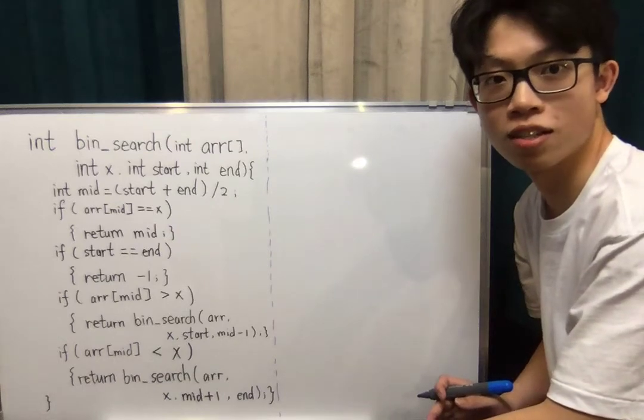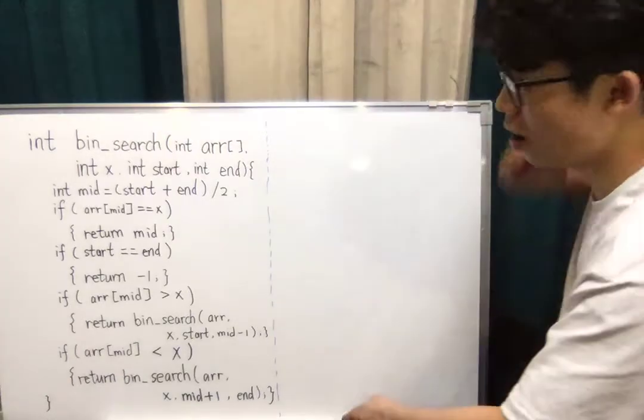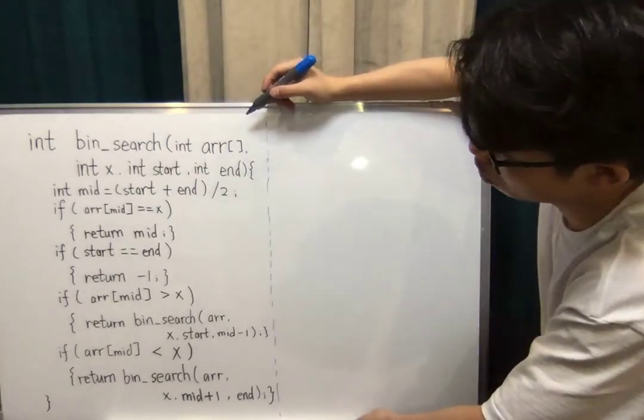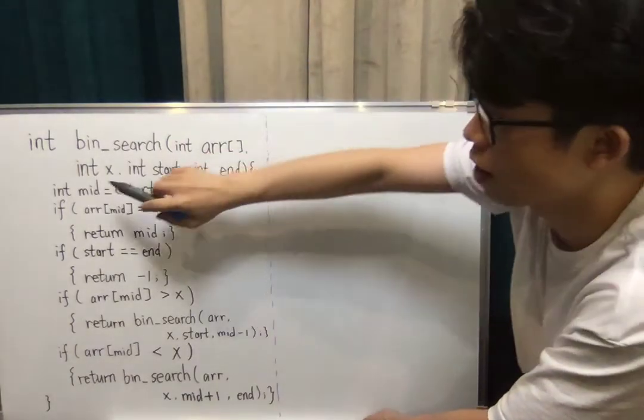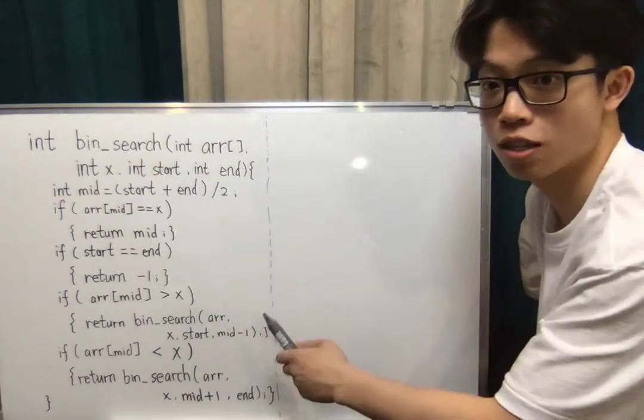Hi everyone, today we will talk about the big O running time of the binary search algorithm. On the left side, it's an example code of the binary search algorithm, which will find the integer x in an integer array. Let's look at this code first.